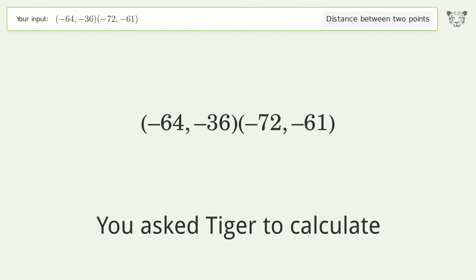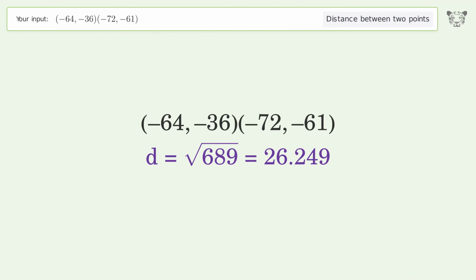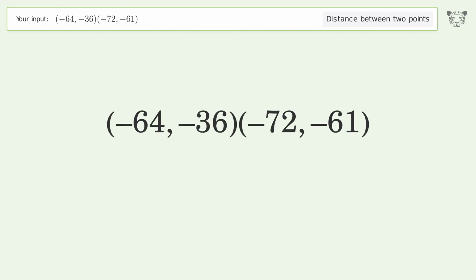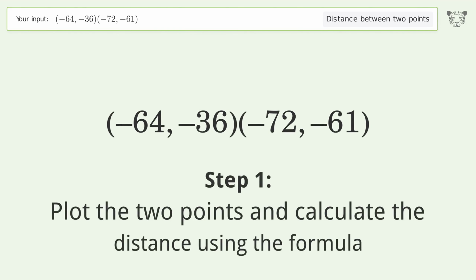You ask Tiger to calculate. This deals with the distance between 2 points. The distance between the 2 points is the square root of 689, or 26.249. Let's solve it step by step. Plot the 2 points and calculate the distance using the formula.